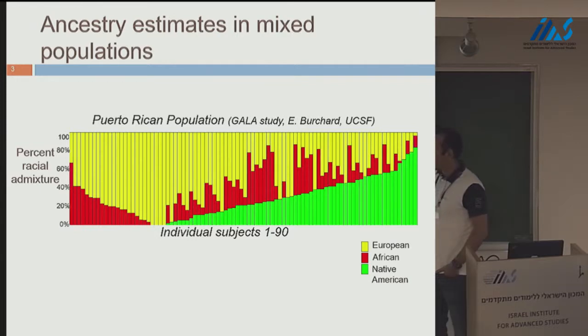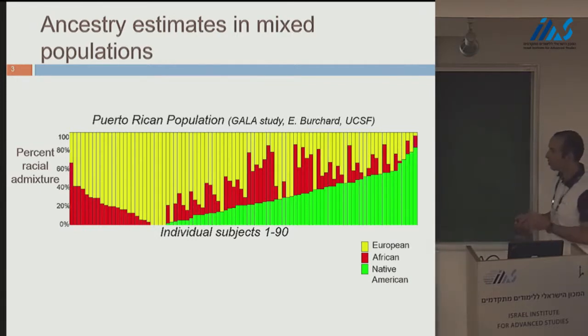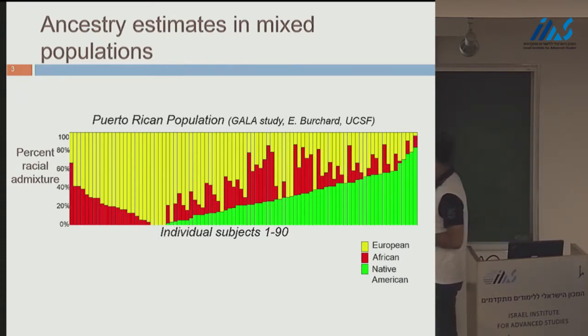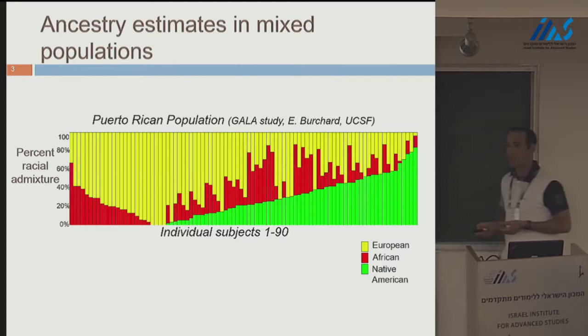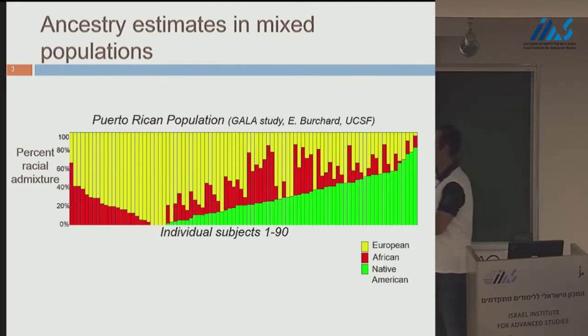What you can easily see here is that every person is really different. Not all of them, but this person here is basically 100% European. This person here is mostly Native American. And one of the motivations for finding this kind of ancestry through genomics is finding out about history.